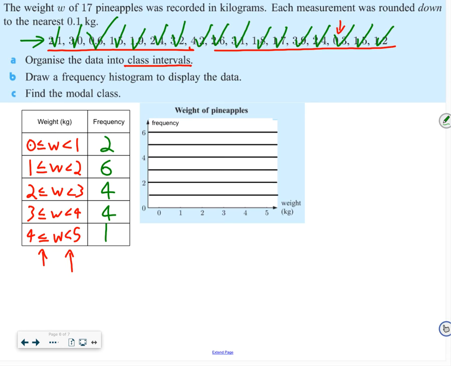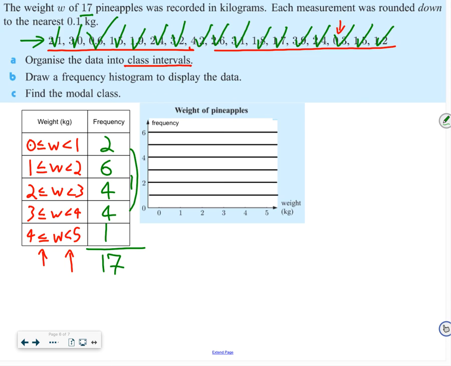And then I also like to double check. I know there are 17 pineapples, so if I add all these up, I get 2 plus 6 is 8, plus 4 and 4 is 16, plus 1 more, that's 17. So I've accounted for all of the pineapples in my list.